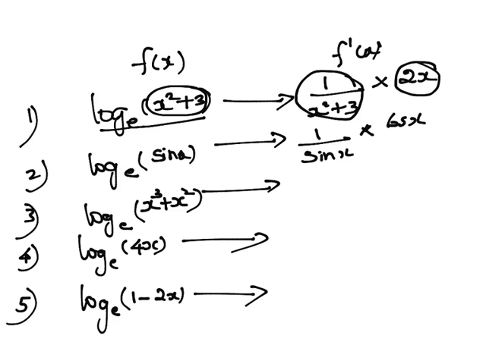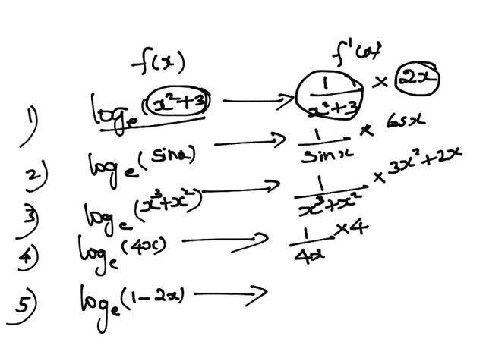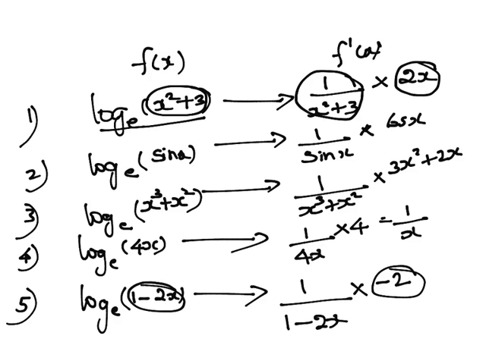Now please solve the third, fourth and fifth problem on your own. Please pause the video now. Okay. Now the answer is 1 over, for the third one, x cubed plus x squared multiplied with 3x squared plus 2x. Of course, you can take x common in the numerator and denominator and then simplify this expression. I'll leave that to you. Now for the fourth problem, the derivative is 1 by 4x multiplied with 4, which is nothing but 1 by x. Okay, the last one is the derivative is 1 over 1 minus 2x multiplied with minus 2, because minus 2 is the derivative of 1 minus 2x.